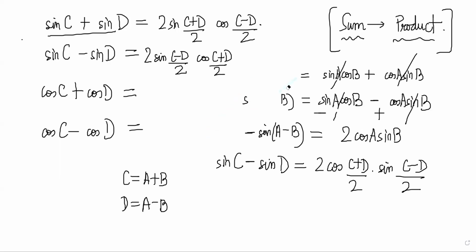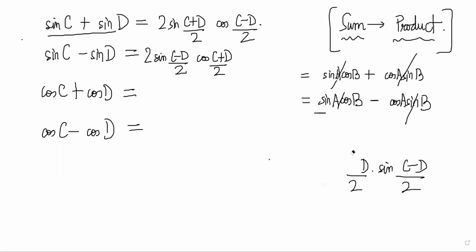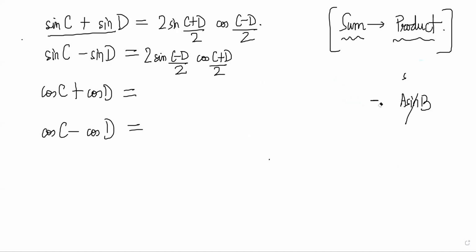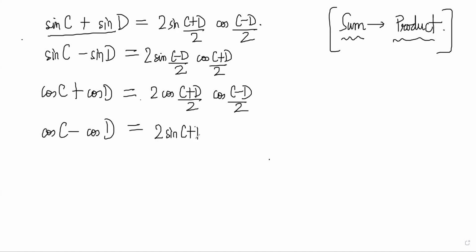By the same process, you should be able to derive now cos C plus cos D and cos C minus cos D. Again, what will we use there? We'll use cos of (A plus B) and cos of (A minus B). You should check the same process and see whether you are getting this or not. You should get 2 cos of (C plus D) by 2 cos of (C minus D) by 2. And here you should get 2 sin of (C plus D) by 2 sin of (D minus C) by 2. Notice here I am reversing the order.